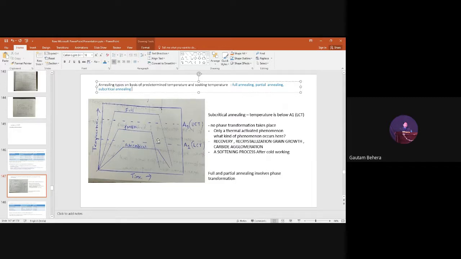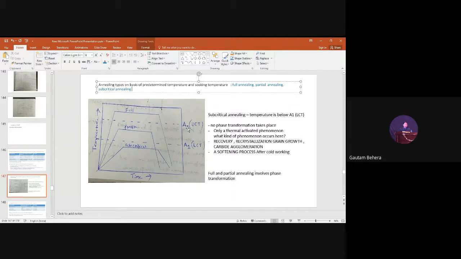And what about partial annealing? In partial annealing, you can see the predetermined temperature and soaking temperature is in between A1 and A3. That's why it is partial, in between lower critical and upper critical temperature. And what about full annealing, which we have already discussed? That is basically predetermined temperature and soaking temperature above A3, or above upper critical temperature.